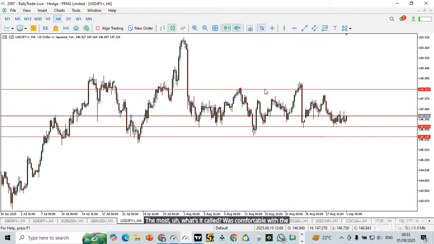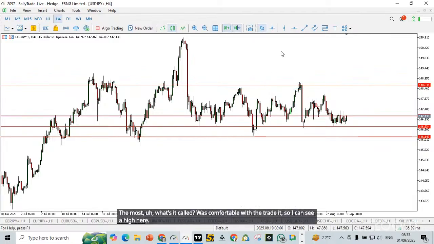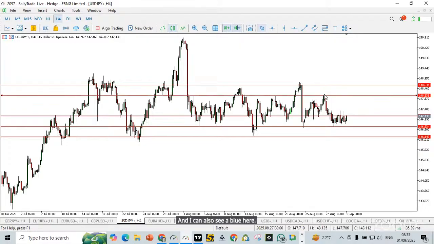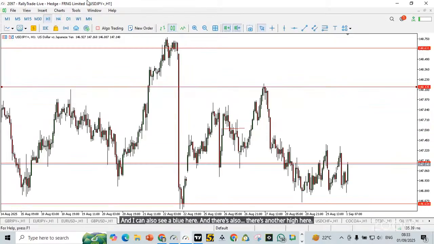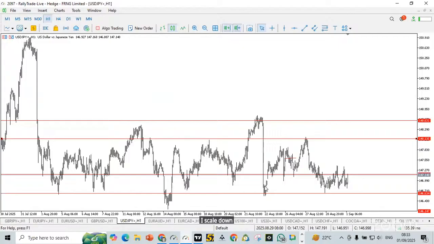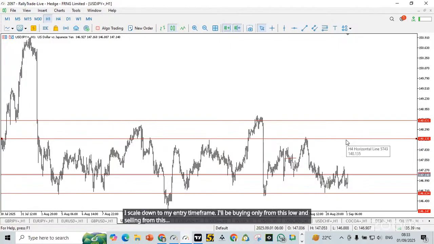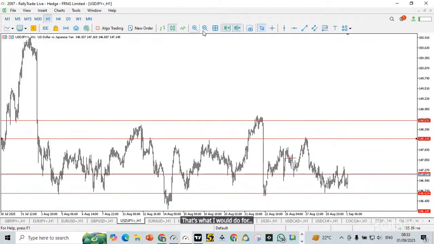So I can see a high here, and I can also see a low here. And there's another high here. I scale down to my entry time frame. I'll be buying only from this low and selling from this high. That's what I'll do for USD JPY.